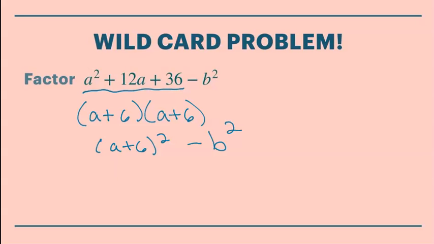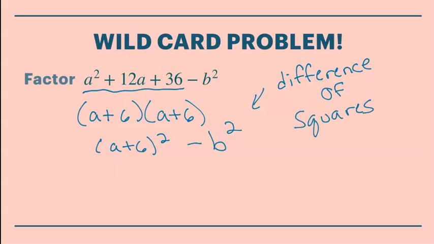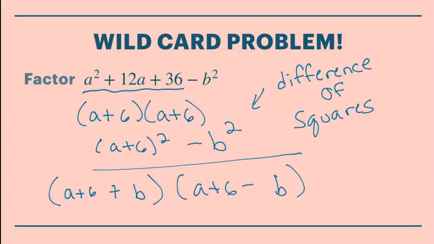Well, now what I have is secretly a difference of squares problem. Surprise! So now I'm going to treat this like a difference of squares. I have a perfect square minus a perfect square. The square root of the first term is a plus 6, and the square root of the second term is b. So I have a plus 6 and b. One's a plus and one's a minus. So these end up being my factors for this problem: a plus 6 plus b and a plus 6 minus b.